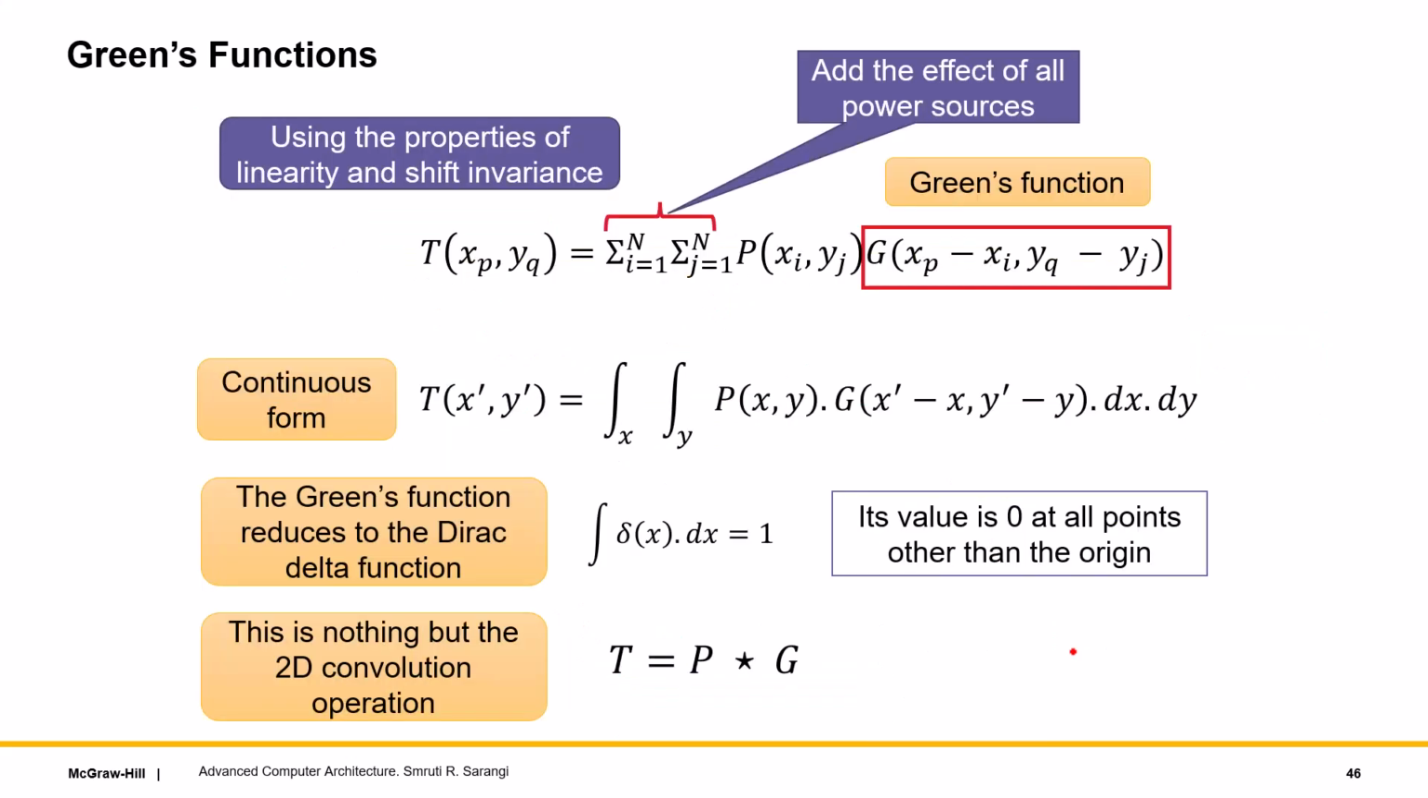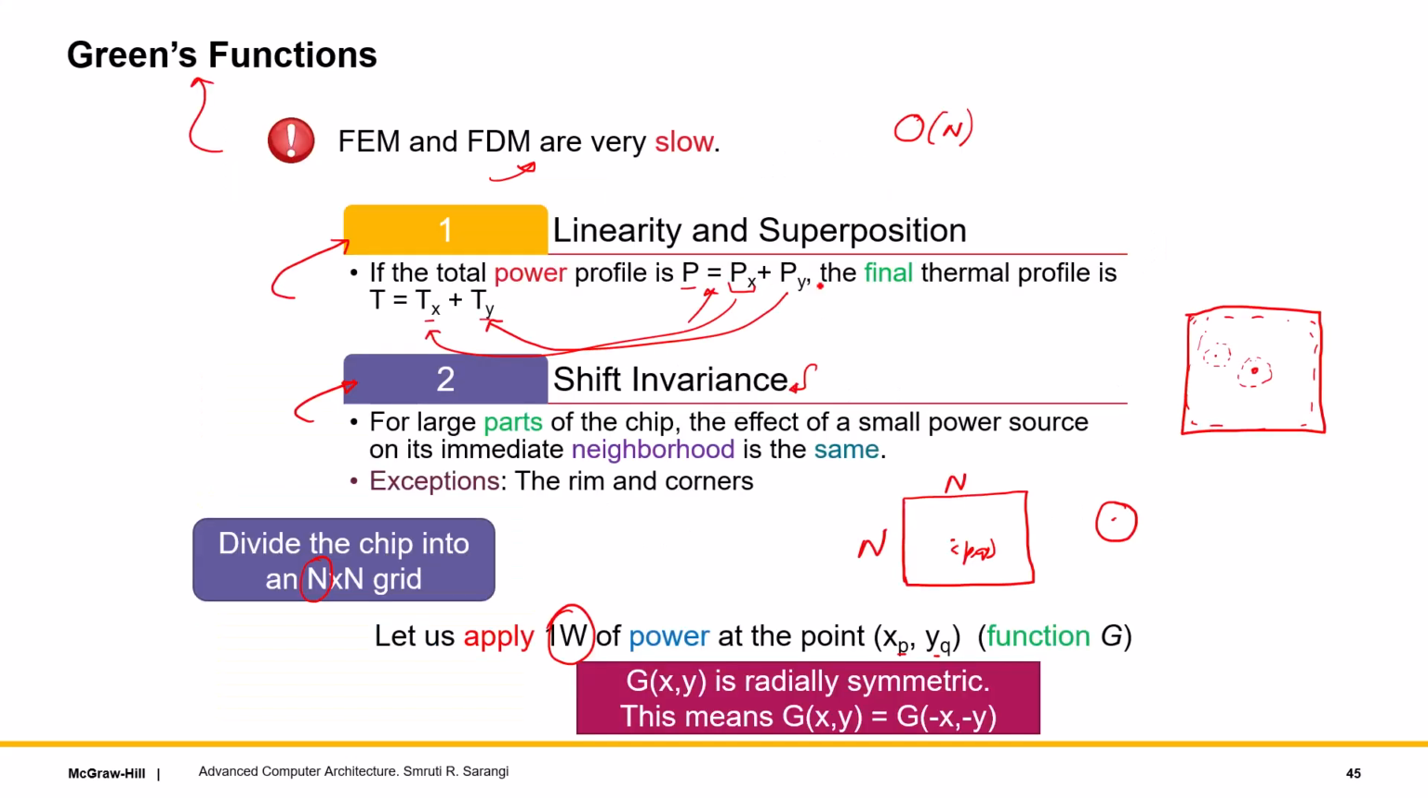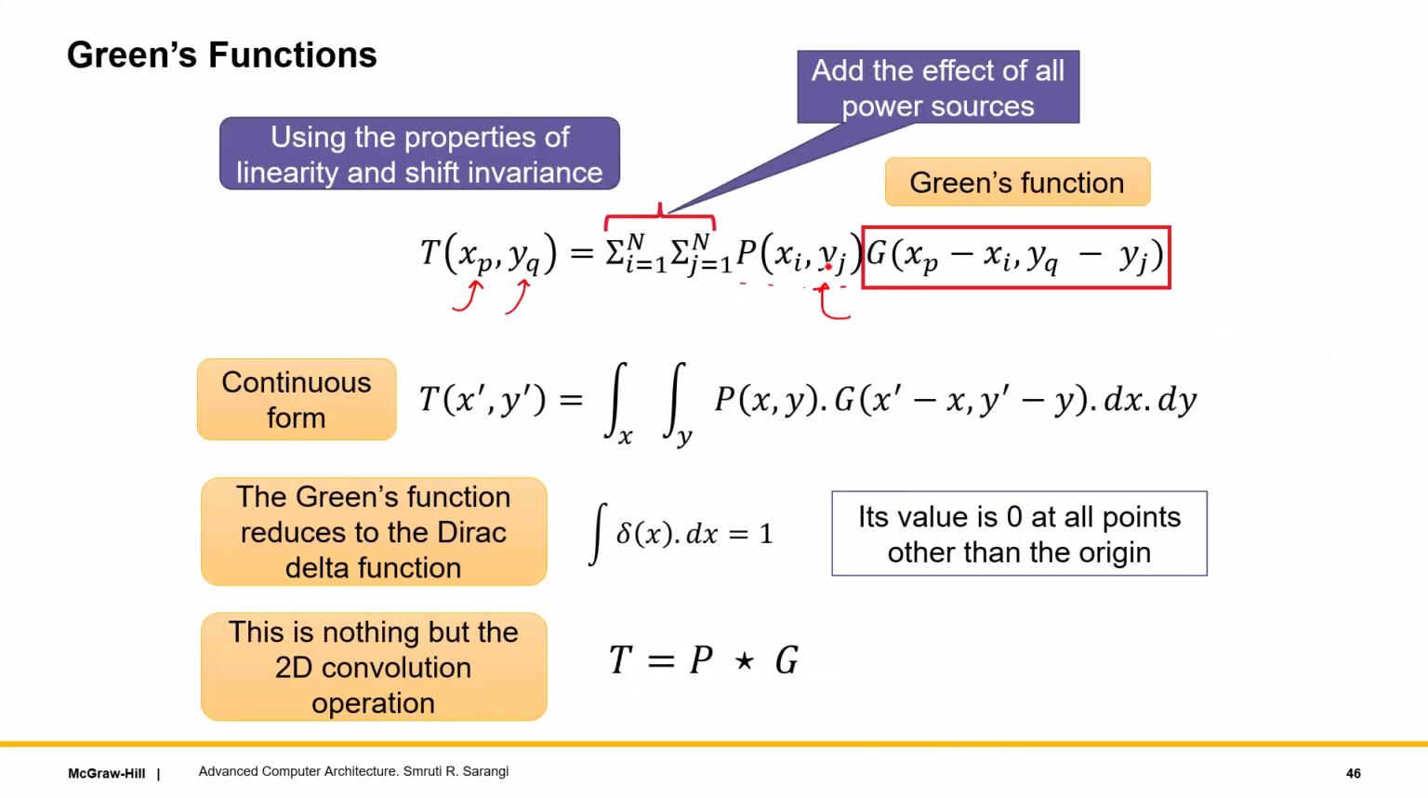So using the properties of linearity and shift invariance, if I add the effect of all power sources, right? What I can do is, if I want to find the temperature at point xp and yq, I look at all the power sources which are there at all the points. For each power source, let this be the temperature spread function. This is the function via which temperature spreads.